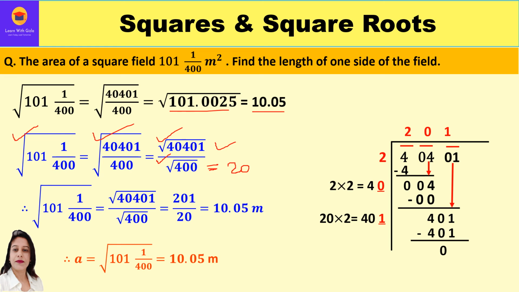Now we shall use the long division method for solving this, for which we will start making the pairs, starting from the ones digit. So the first period is 01, then 04, and then 4. The first period is 4. Now you have to think of the largest number whose square is equal to or less than 4. So clearly 2 into 2 is 4, right? 4 minus 4 is 0. Bring down the next period, that is 04.